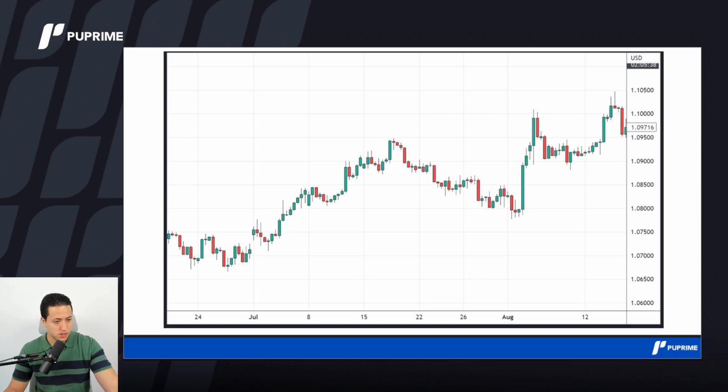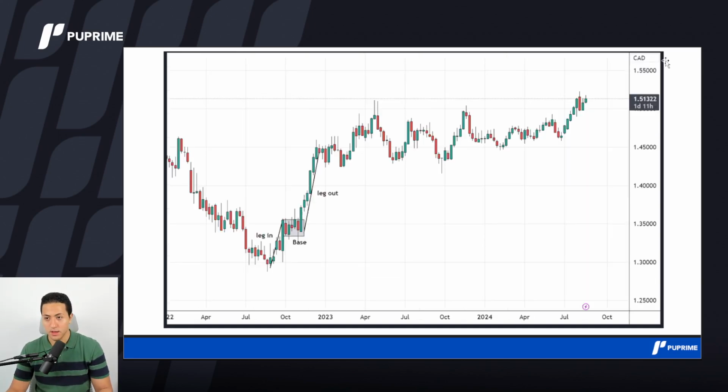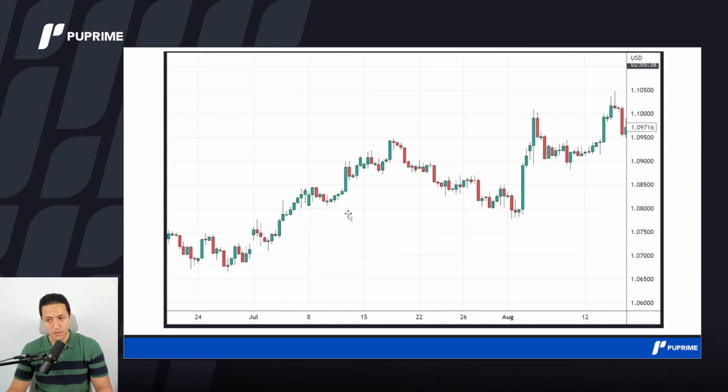Which instrument is this, by the way? I don't really remember, because when I'm preparing a webinar, I just go through the charts looking for what I'm looking for. I think it might be Euro-Canadian. Let me check. Yeah, because it says here Canadian, so most probably it's Euro-Canadian. But which time frame, I don't really remember, but it's a big time frame.